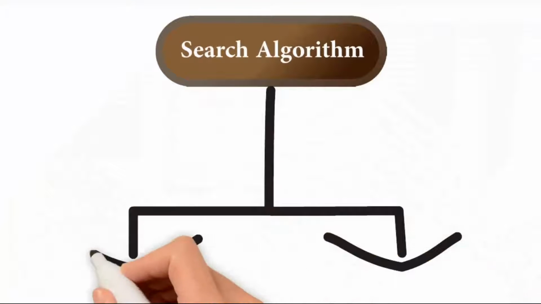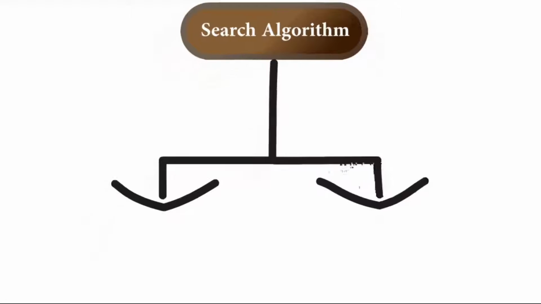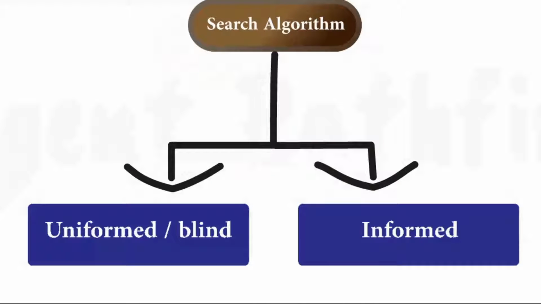Based on the search problems, we can classify the search algorithms into uninformed or blind search and informed or heuristic search algorithms.